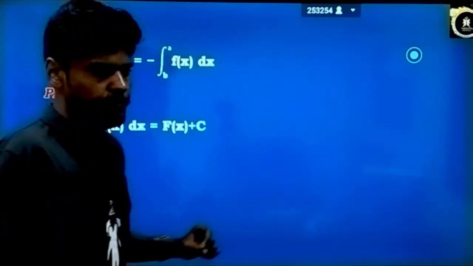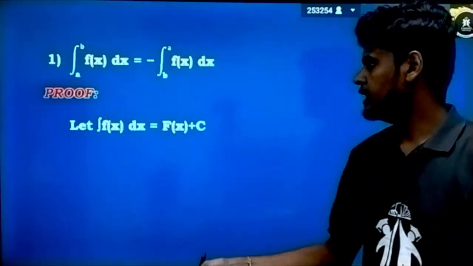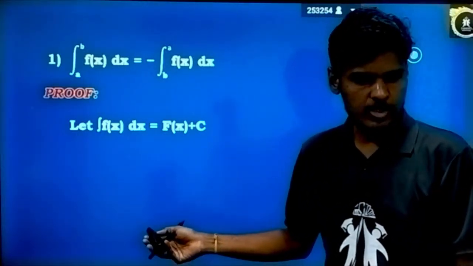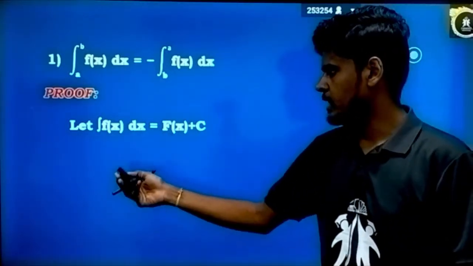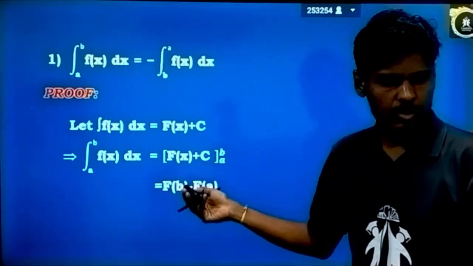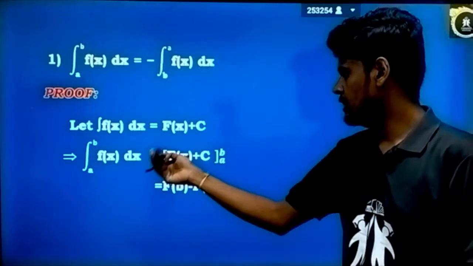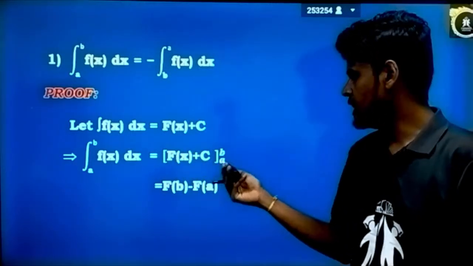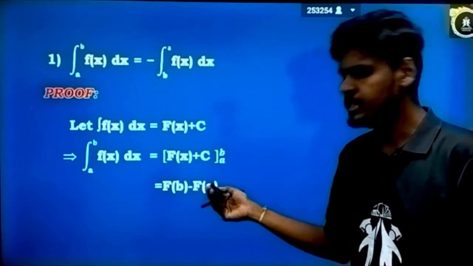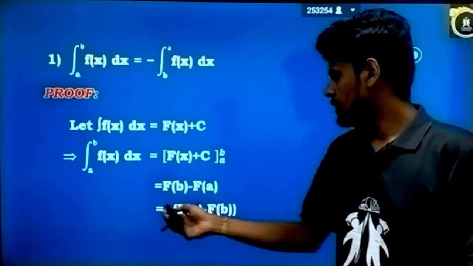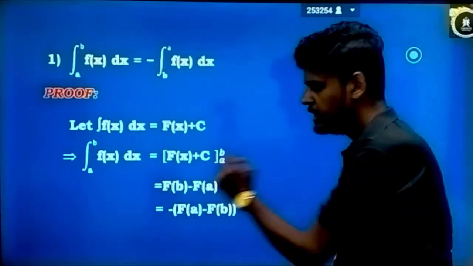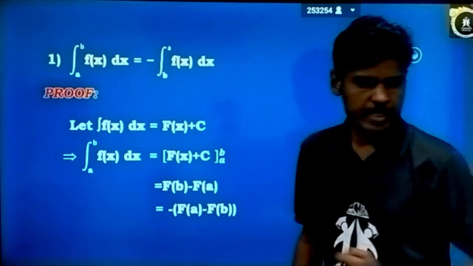Now let's see the proof for this property. Let integral f of x dx equal capital F of x plus c. Then by the definite integral, if we apply the limits a to b, integral f of x dx is equal to capital F of x plus c between the limits a to b. We apply the limits, that is F of b minus F of a. Now this can be written as minus of F of a minus F of b, because F of b is some value and similarly F of a gives some value.